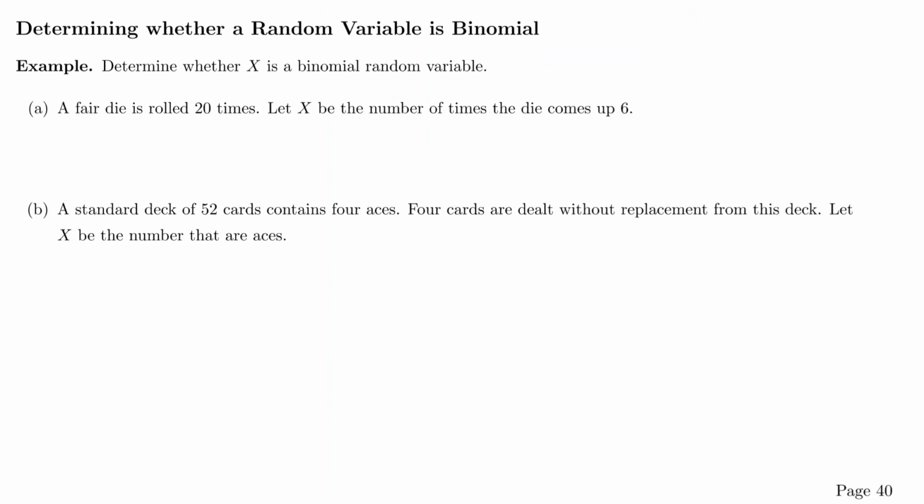So let's determine if in the below two examples, x is a binomial random variable or not. A fair die is rolled 20 times. Let x be the number of times the die comes up 6. Well, here, this is what we consider success in this problem. And the probability of getting success, let's say 6, is 1 over 6 every time because it's a 6-sided die. And it is rolled 20 times, so n is 20. So this is a binomial distribution.